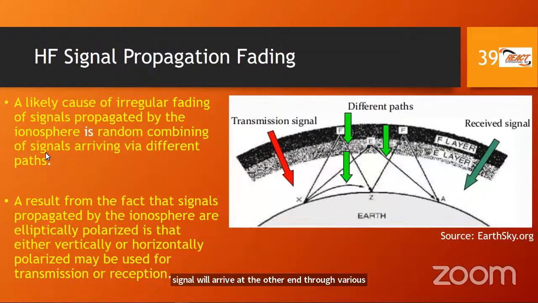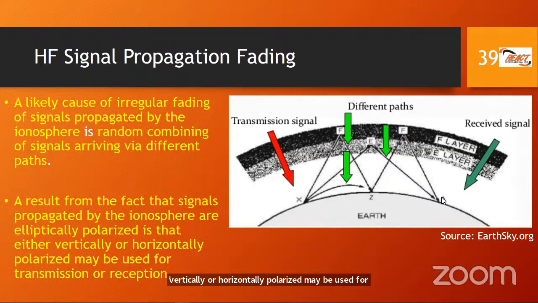All right, so for the exam, we need to know a likely cause of irregular fading of signals propagated by the ionosphere is random combination of signals arriving via different paths. So again, similar to the concept of multipath propagation. Another exam question, need to learn this also: a result from the fact that signals propagated by the ionosphere are elliptically polarized is that either vertically or horizontally polarized antennas may be used for transmission or reception.